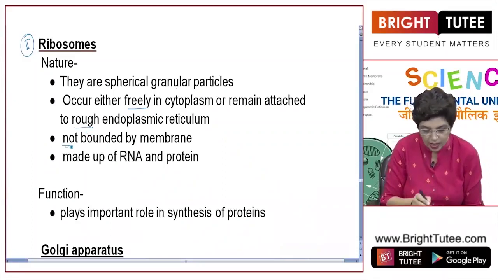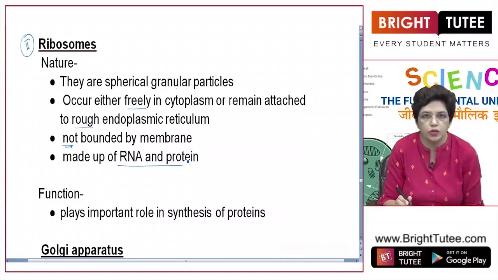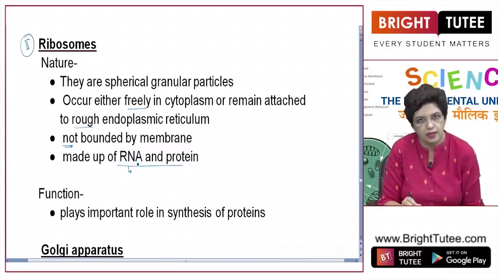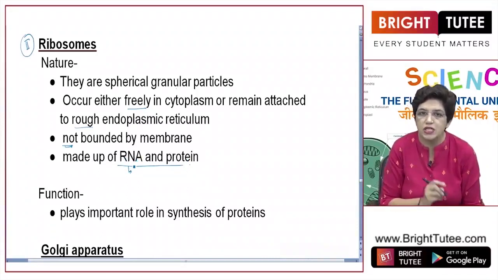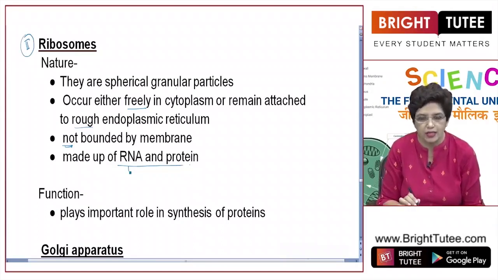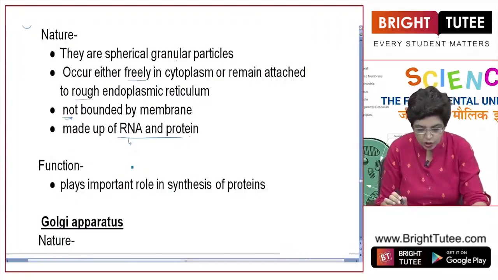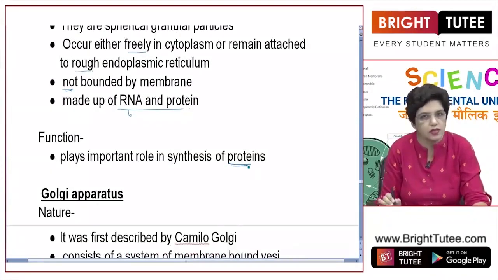They are granular. They are made up of RNA and protein. Full form of RNA is ribonucleic acid. We just did, under the nucleus, DNA. It was deoxyribonucleic acid. RNA is ribonucleic acid. So these ribosomes are made up of RNA and proteins. The function is that it plays a very important role in synthesis of protein.